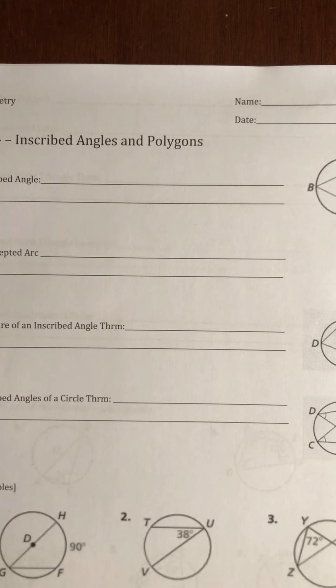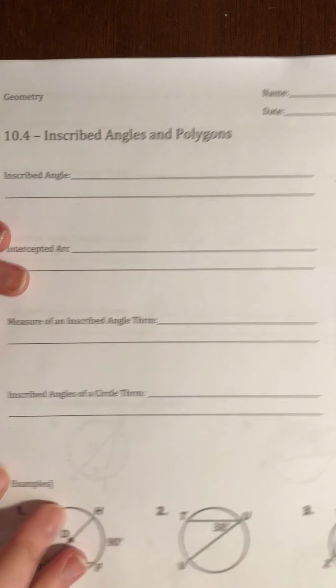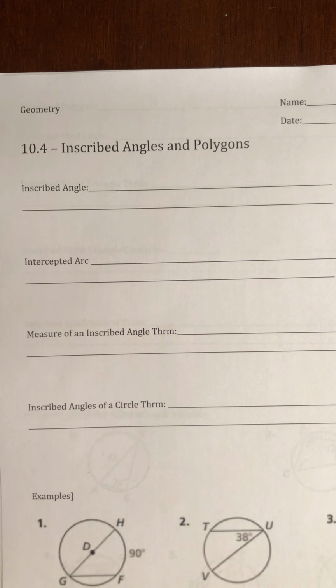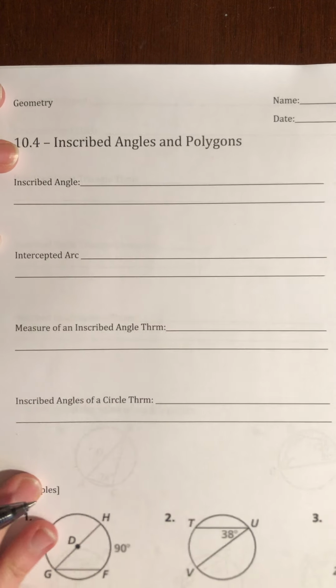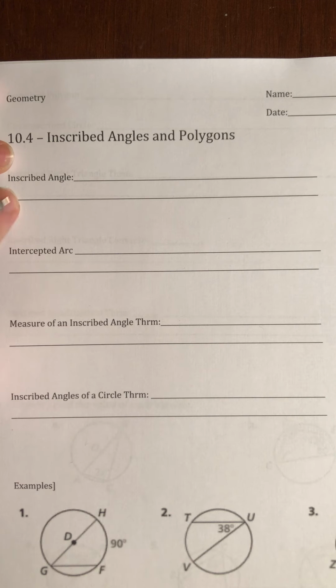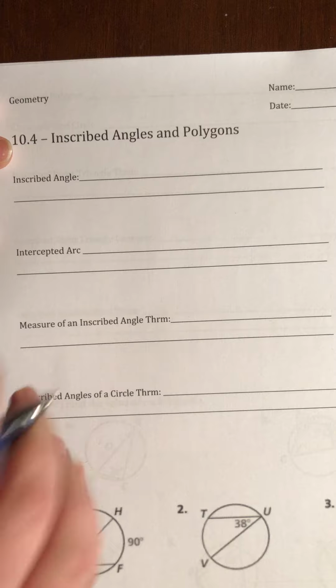All right, so this is 10.4 notes. We were talking about inscribed angles and polygons, and inscribed in the circle chapter means inside. So we have inscribed angles and intercepted arcs. Those go with each other.